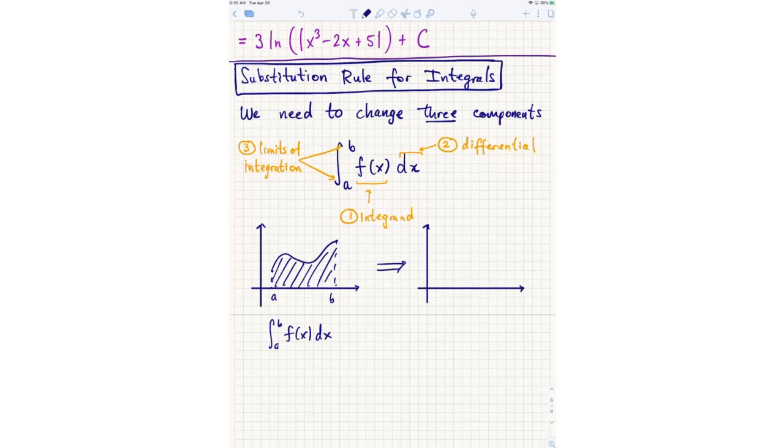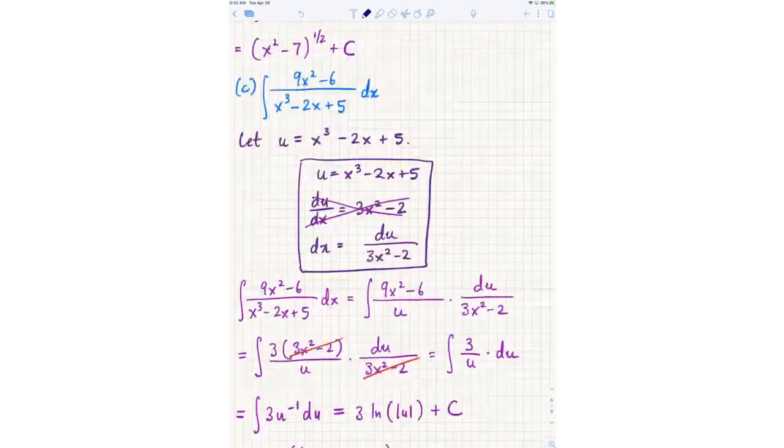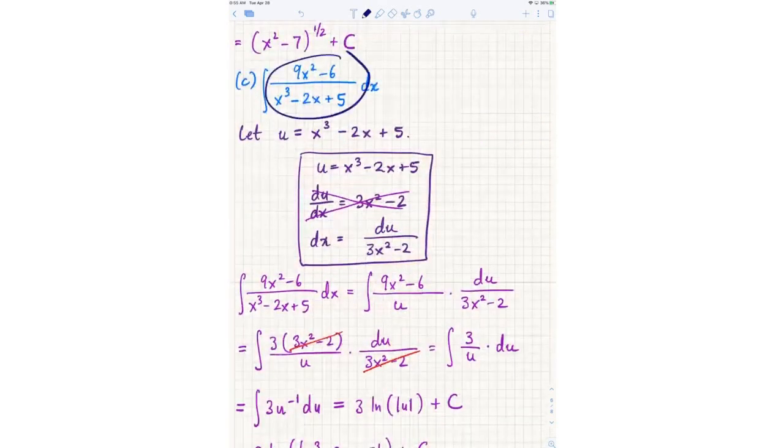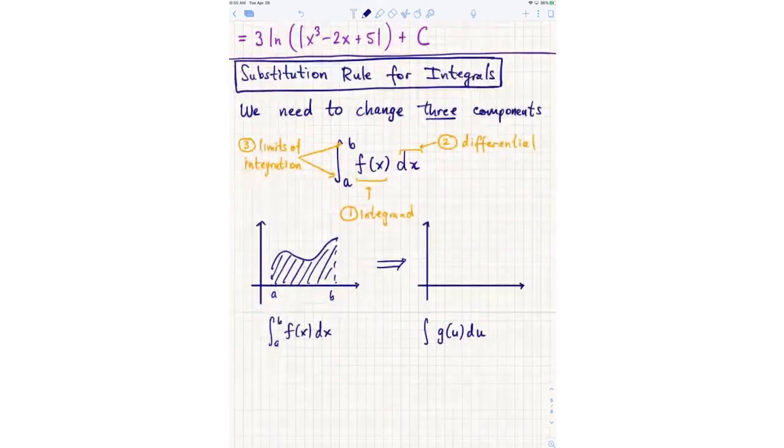Now you translate that to u, right? Now, when all is said and done, when you actually translate this function from x to u, you're going to have a different function here, right? Think about just the previous example. I started with this function, 9x squared minus 6, blah, blah, and then I ended up with 3 over u. I mean, those are different functions, right? So the function g of u might actually end up maybe looking like this, right? Who knows? It depends on what your substitution is exactly, right?